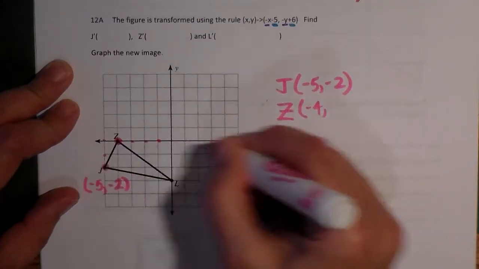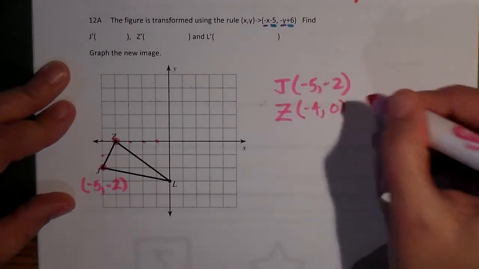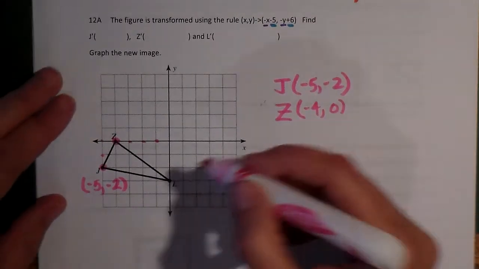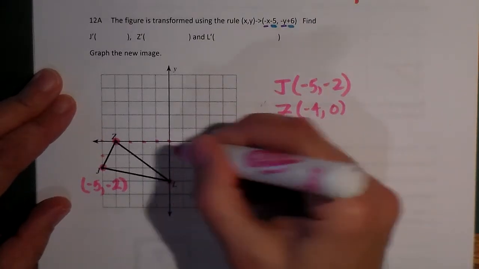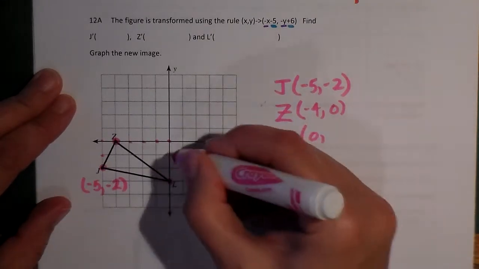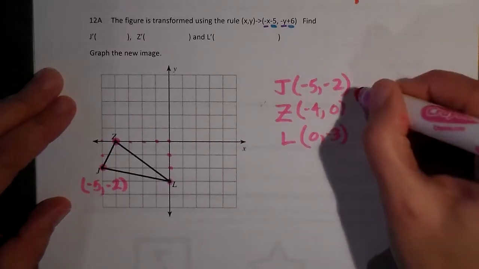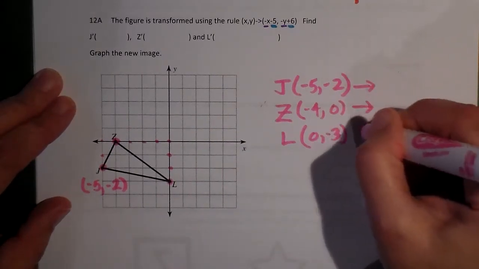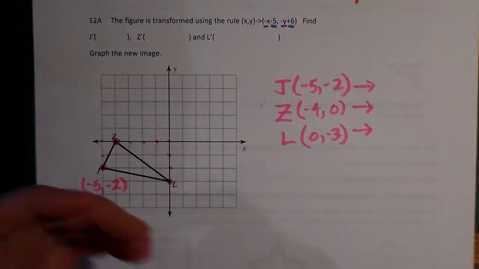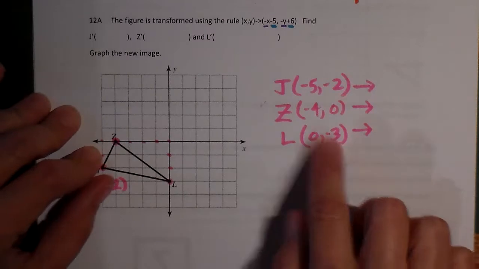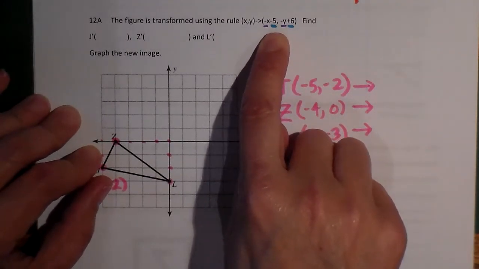And then notice Z's on the x-axis. It's not up or down at all. So its y-coordinate is actually 0 because it's not raised or lowered. And then L is not left or right at all, so its coordinate is 0, and it's down 1, 2, 3. Okay, so what you're going to do is you're going to take each one of these coordinates and you're going to plug in each of these numbers into these particular formulas.